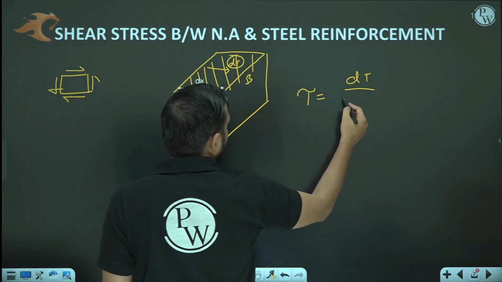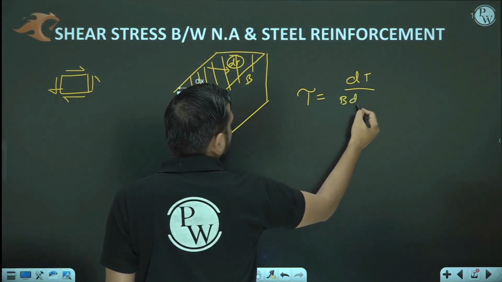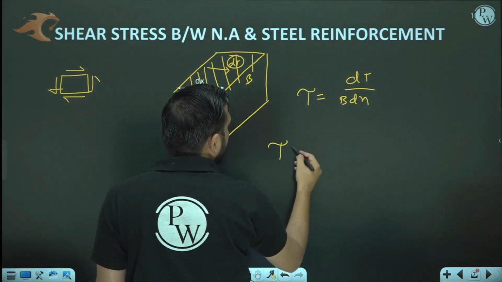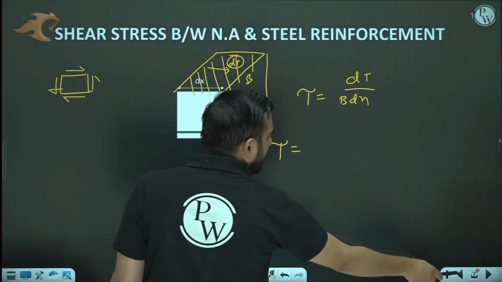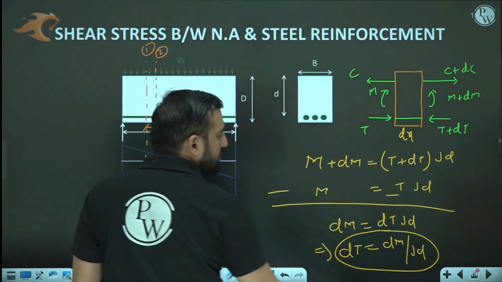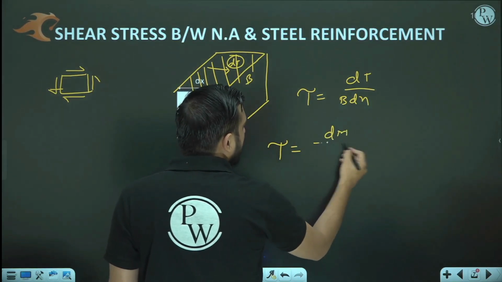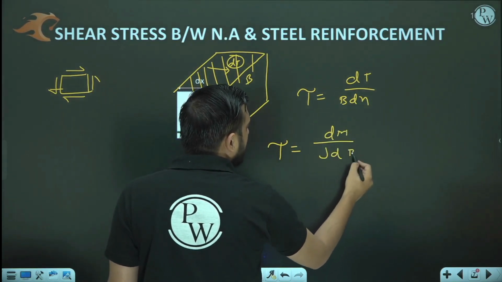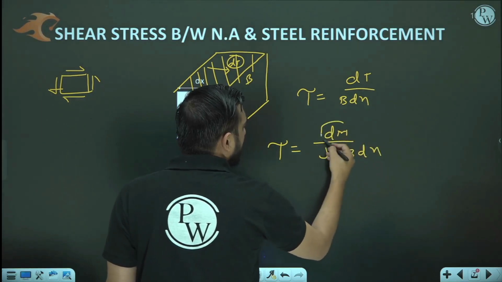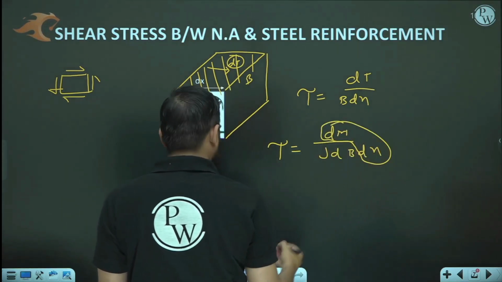So what is area here? Area is b into dx, and we know, just now we have seen, what dT is. dT is dM over jd. So if dT is dM over jd into b dx, and I know that you all know that dM over dx is nothing but the shear force.